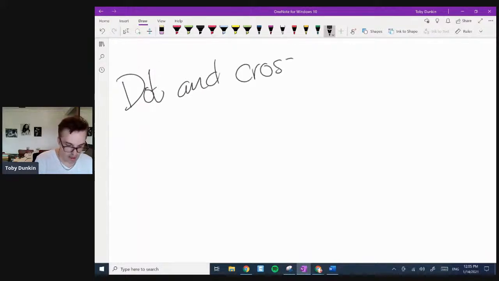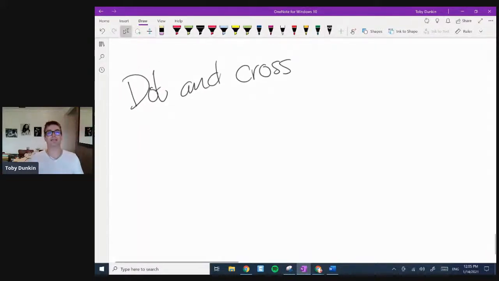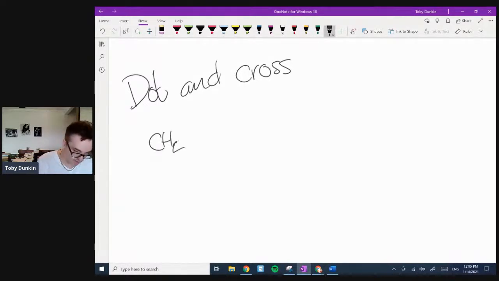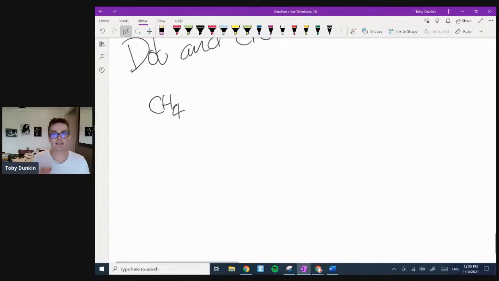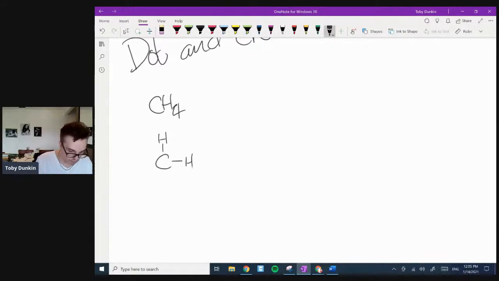Dot and cross. And the way I teach this at GCSE, so for example, if you were given methane and asked to draw the dot and cross, the first thing you do is convert it to a stick diagram, knowing your bond rules. You know that carbon makes 4 bonds, and hydrogen always makes 1 bond. So you can convert it into a stick picture.